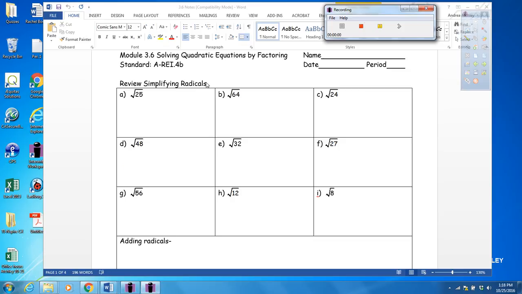Okay, so we're going to review simplifying radicals. Remember, radical is just the name of this little figure here. That's what we call a radical or a square root symbol.